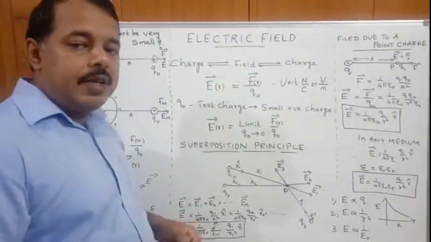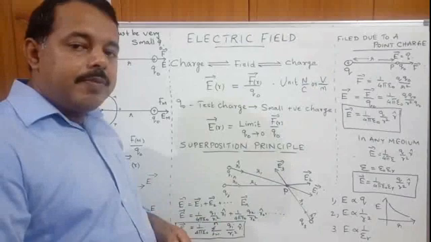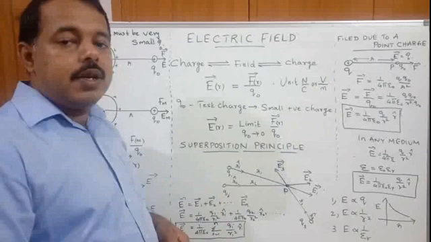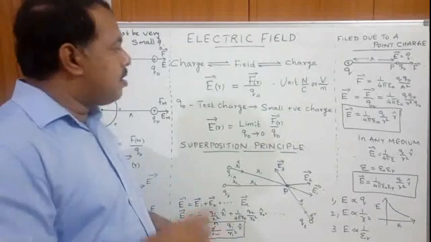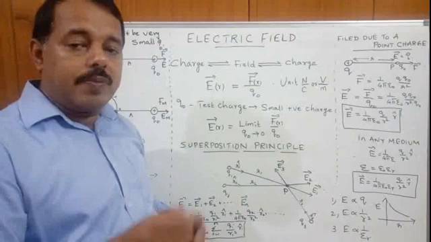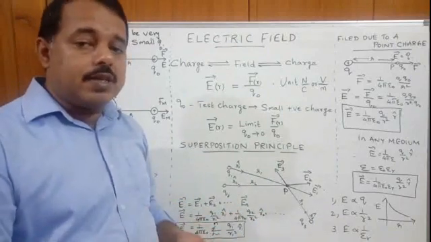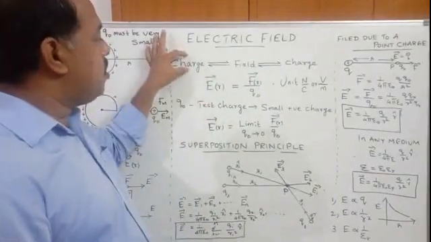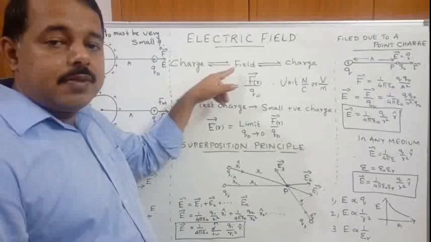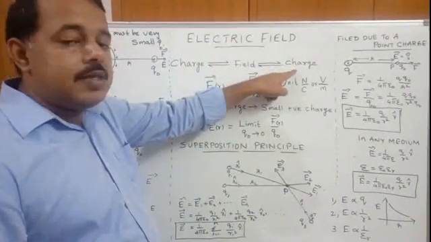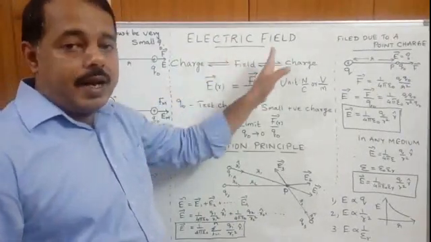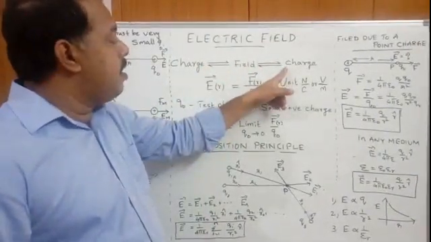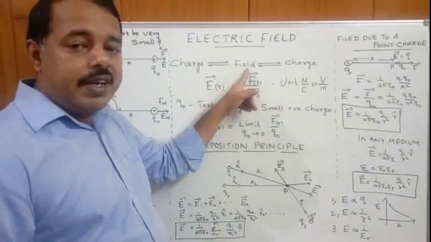There's an interaction between these two charges, and that interaction may be either attractive or repulsive in nature. If the charges are like, repulsive force comes into play, or if the charges are unlike, attractive force comes into play. Actually, what is happening, the first charge sets up a field, and the second charge, if it comes inside the field of first charge, there will be interaction. So actually, charge-charge interaction takes place with the help of an intermediate called field.